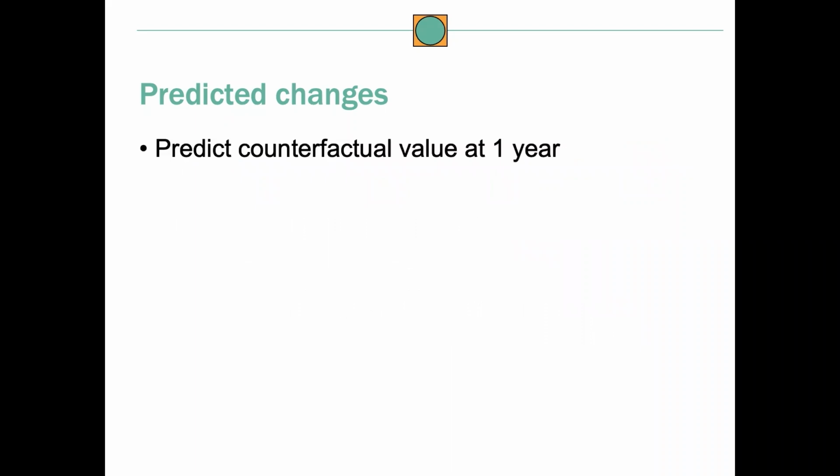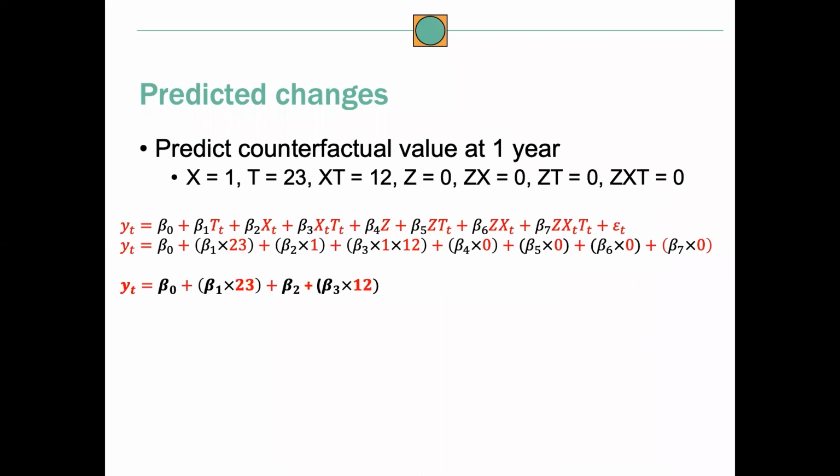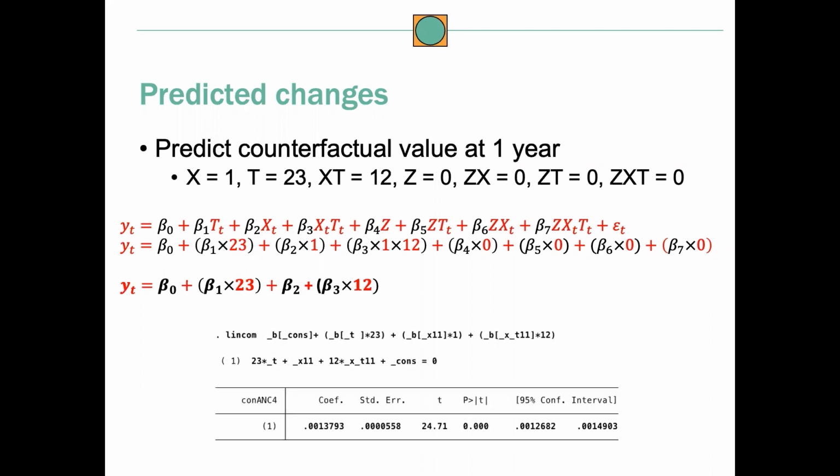For the counterfactual, as a reminder, it measures what would have happened to the outcome in the absence of the policy. And so we focus on what happens in the control group during the post-policy period. We know it's a post-policy period, so our X is going to be 1. We determined our T and our XT in the previous slide. Our Z is 0 because it's the control group, and our interaction terms ZX, ZT, and ZXT are 0 because we're dealing with the control group. And so once we simplify our equation, our final equation to determine our counterfactual was beta naught plus 23 times beta 1 plus beta 2 plus 12 times beta 3. And after running this in Stata, our value was 0.00138 for our counterfactual.